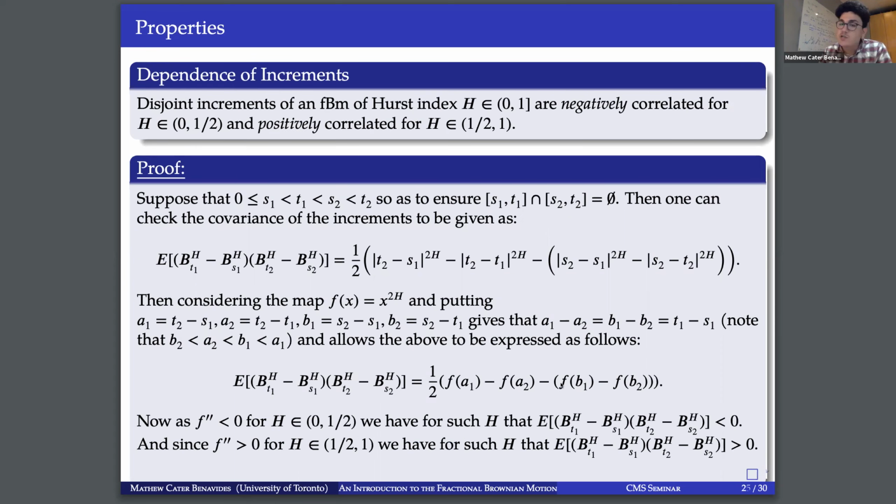And for h between 0 and 1/2, you can check that the second derivative of f is negative. And so this quantity is going to be negative, because how much it changed here is going to be smaller than how much it changed here. Similarly, for h between 1/2 and 1, you can check the positivity of the second derivative and conclude positivity here as well. So again, the moral conclusion is that these two statements hold: negative correlation of increments for h less than 1/2, positive correlation of increments for h greater than 1/2.